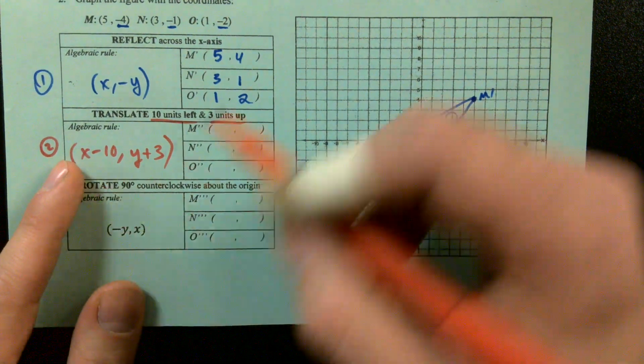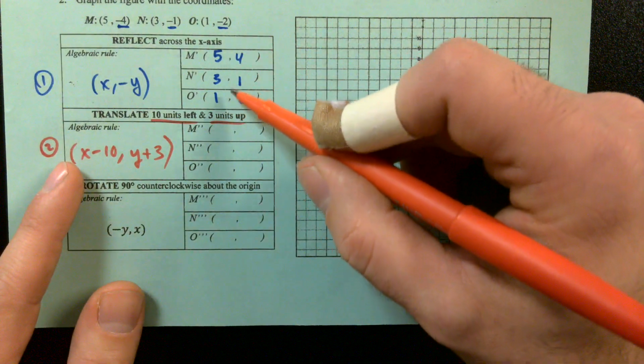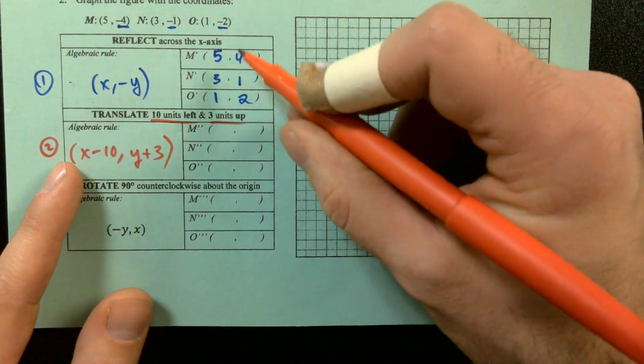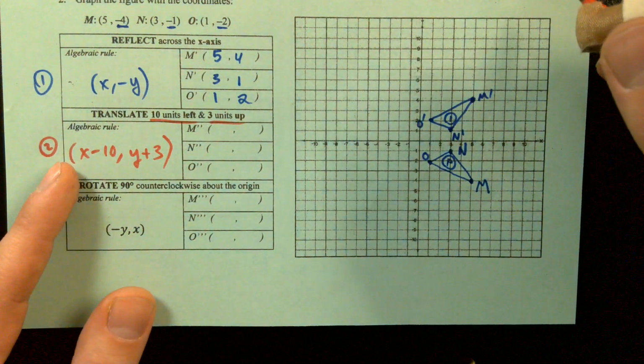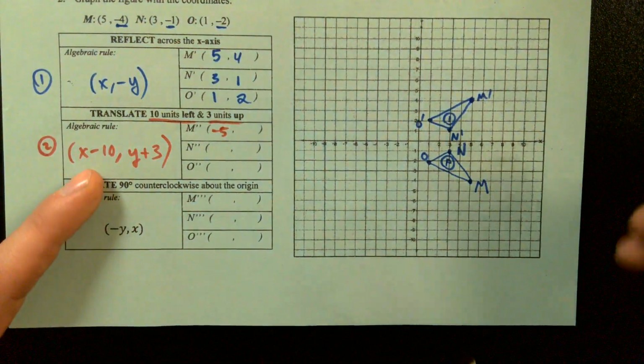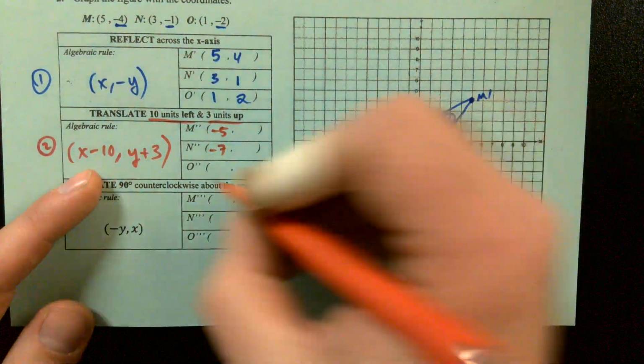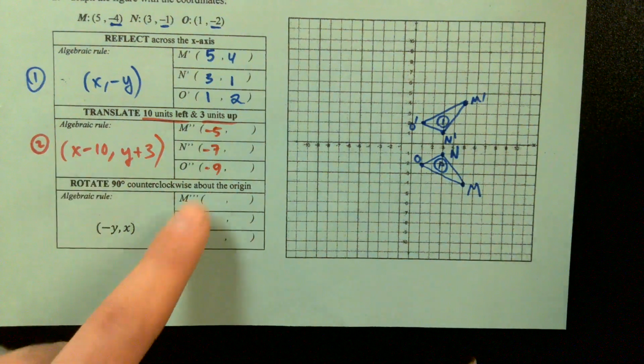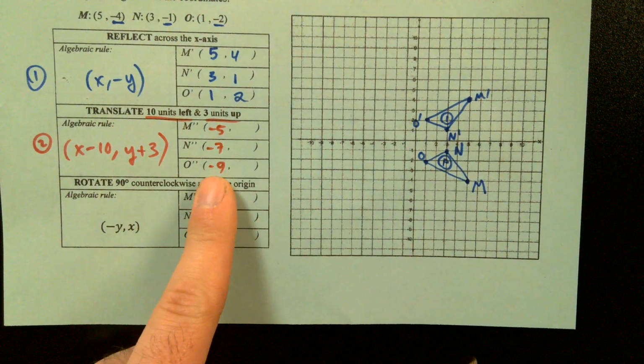I'm going to subtract 10 from all of my x coordinates. What's 5 minus 10? -5. What's 3 minus 10? -7. And what's 1 minus 10? -9. Good. Are those the x coordinates you guys got? Yes, they are.